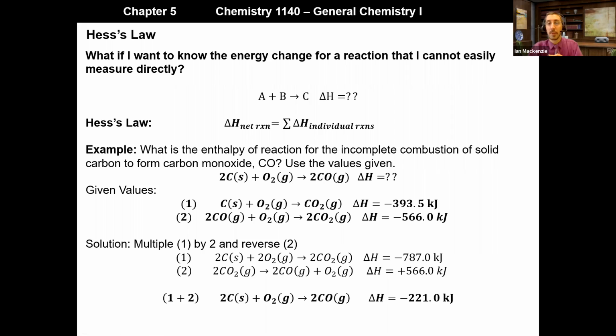I sum the individual enthalpies here, and I come out with the final enthalpy for this reaction, which would be difficult to measure, but I can calculate from reactions that are easier to measure.